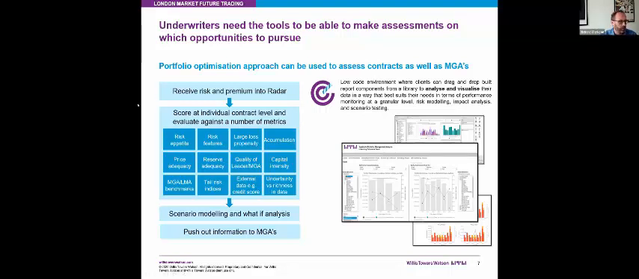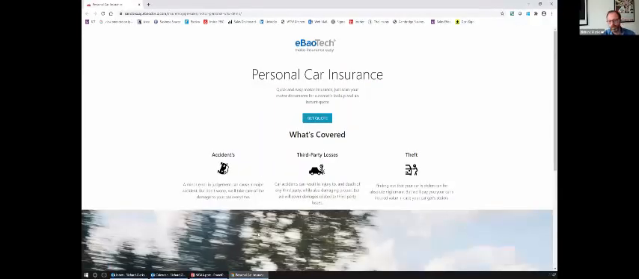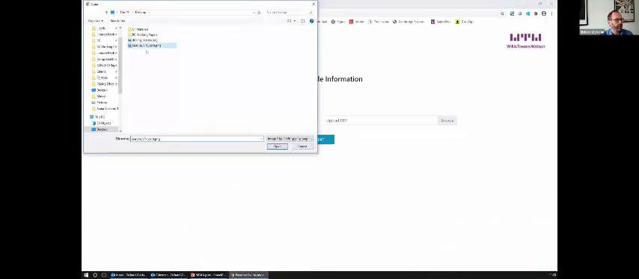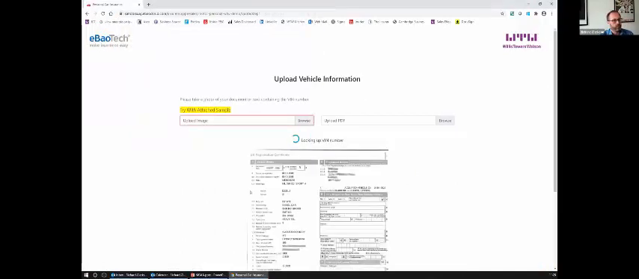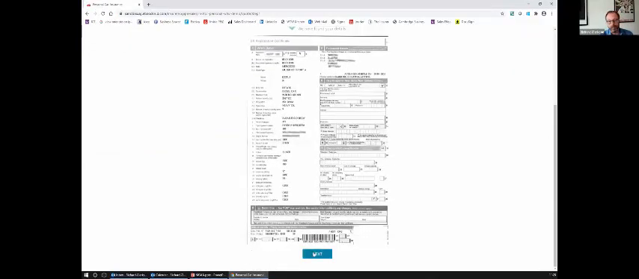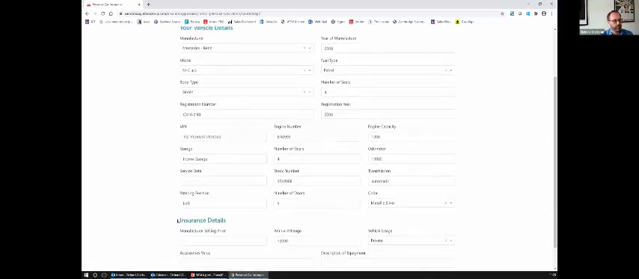So with that theory in mind, I'm just going to show you a practical application. I'm going to use personal motor here because it's just easy, but bearing in mind that we can use this for any other classes of insurance and the commercial classes as well. Let's get a quote, and we're just going to upload a VIN card, which is nice and straightforward, and you can see it's found all the details. I click on next, and it's pulled through all the information that you would need.